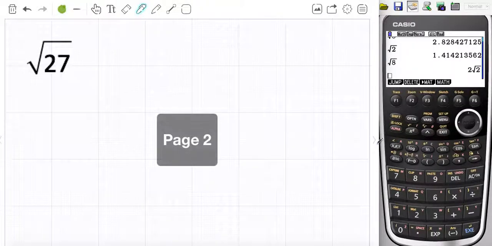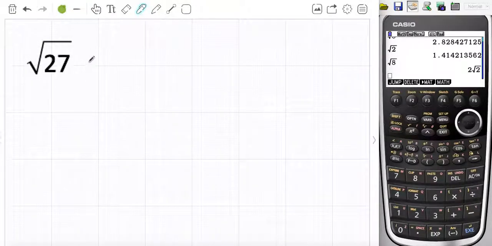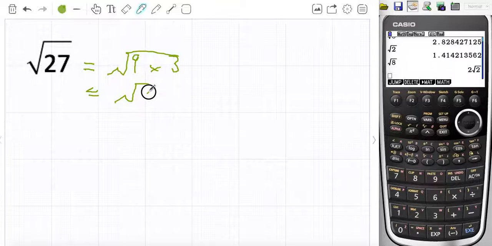Let's go to another one. 27, another common one. Now, square numbers, forget 1, but 4, the next square number, doesn't divide in. Sorry, 9 divides in. 1, 4, 9, and 9 leaves us with a factor 3. So 9 threes are 27. Now we look for the square root of 9. Let's just split this up: root 9 root 3. The square root of 9 is 3.